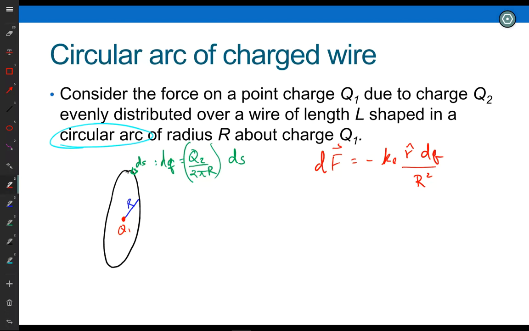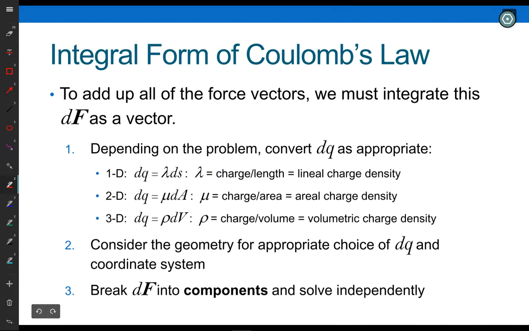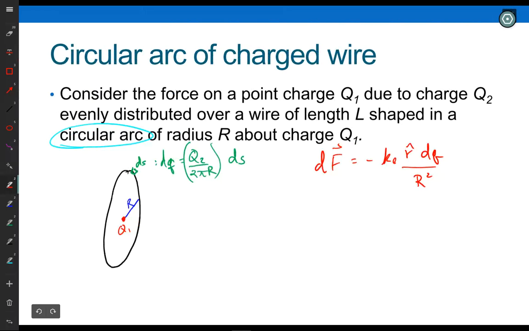Let me back up to the steps. We have determined dQ. We considered the geometry for appropriate choice. Now what do we need to do? We need to break into components. So I will define two component directions, one like that and one like that. Call that X, call that Y. And I'm going to define an angle, I'll call it theta there.